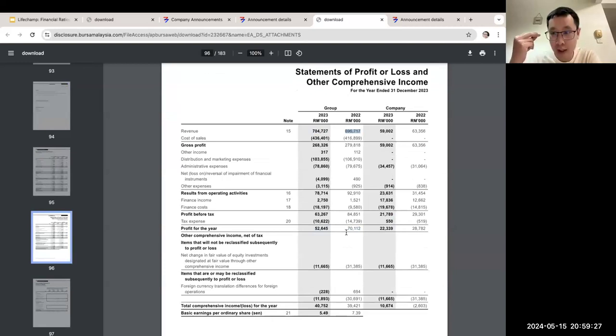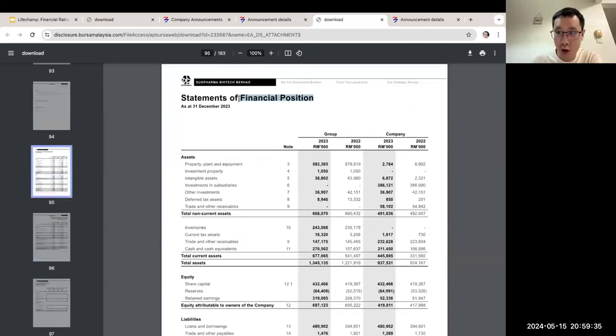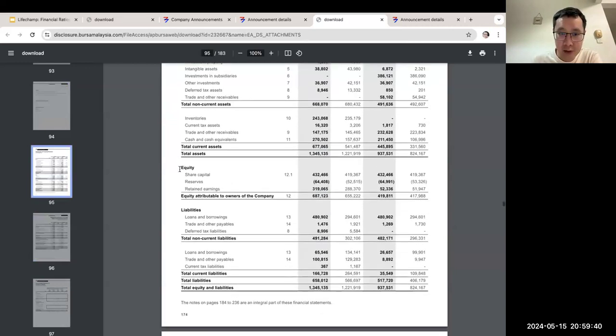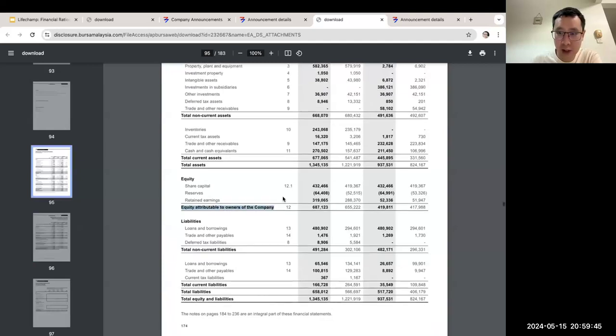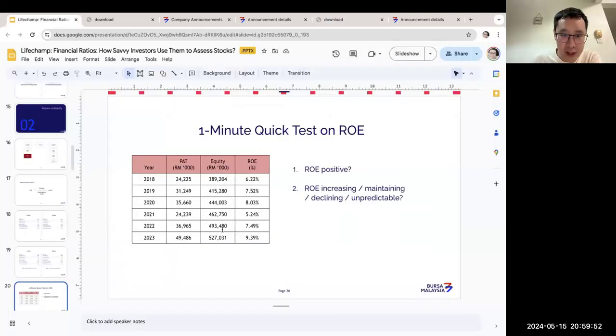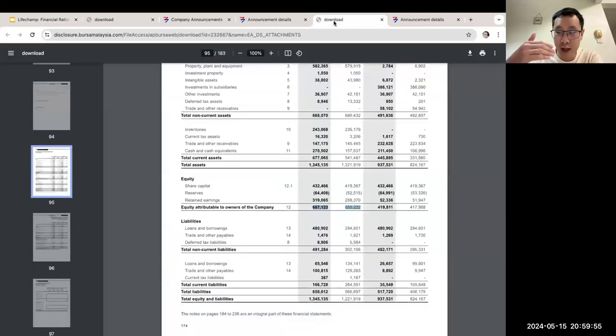Next thing is, when it comes to return on equity, you take this figure, you go to the balance sheet, or it is also known as statements of financial position. See this equity? Equity attributable to owners of the company. Okay. So this is actually the figure that you need to compile. And you compile it here like this. And then from there, you calculate the return on equity. Okay. And then you do it for 10 years.